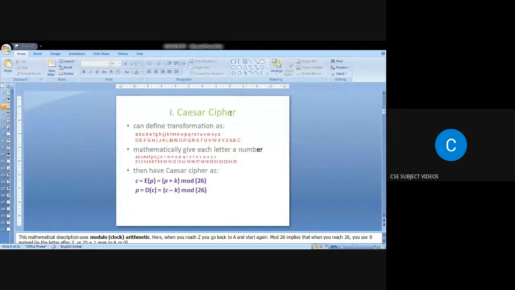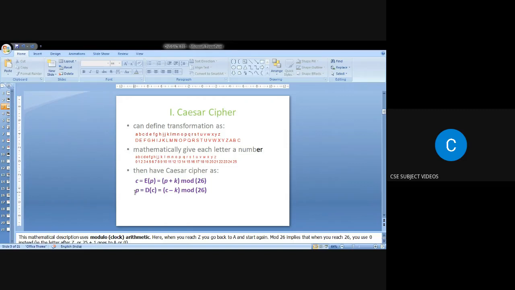We all know what the Caesar cipher is. We perform encryption and decryption using the same secret key, which is shared between the sender and the receiver. The formula followed is C equal to the encryption of plain text, that is C equals (P plus K) mod 26. This 26 is the number of alphabets in our English language.